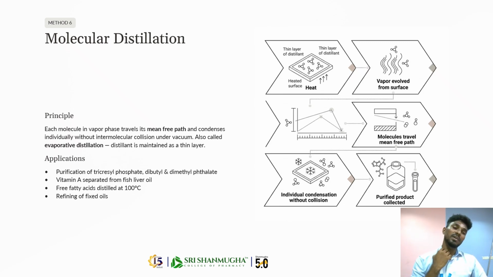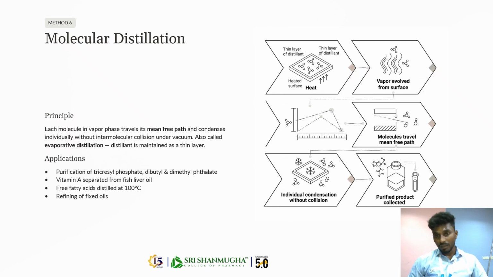The applications of the molecular distillation method: the first is the purification of dicyclohexyl phthalate, dibutyl phthalate and dimethyl phthalate. The second is vitamin A separated from fish liver oil, and another is free fatty acid distilled at 100 degrees Celsius and refining of fixed oil. These are the basic applications of the molecular distillation method.